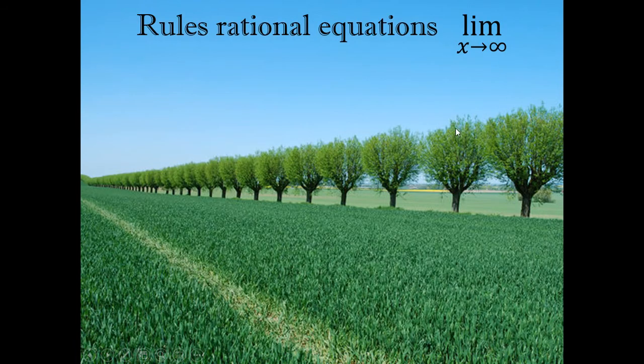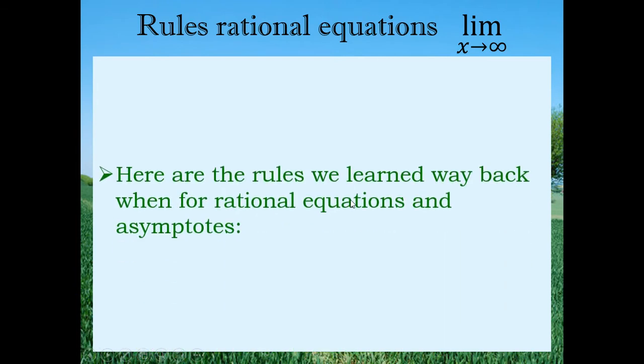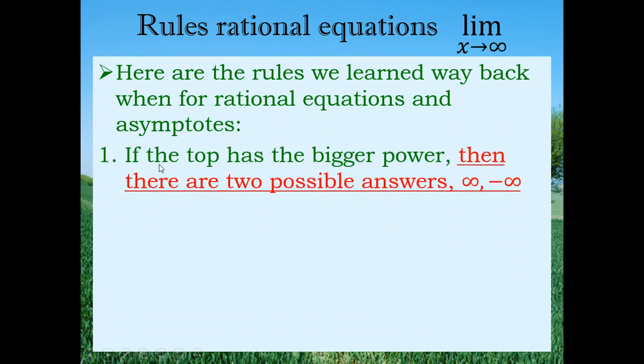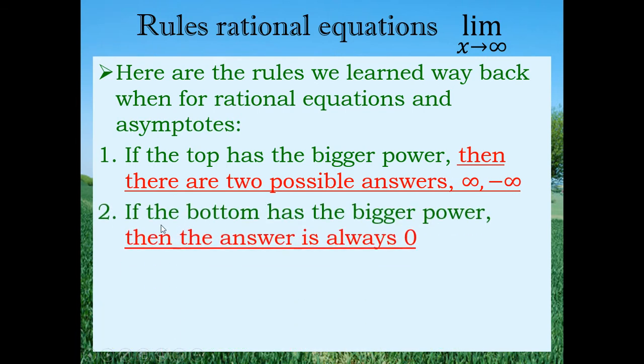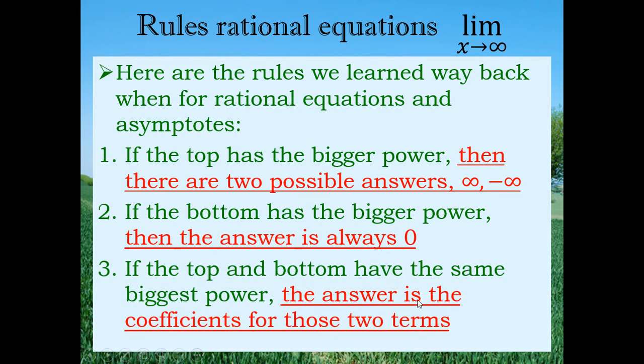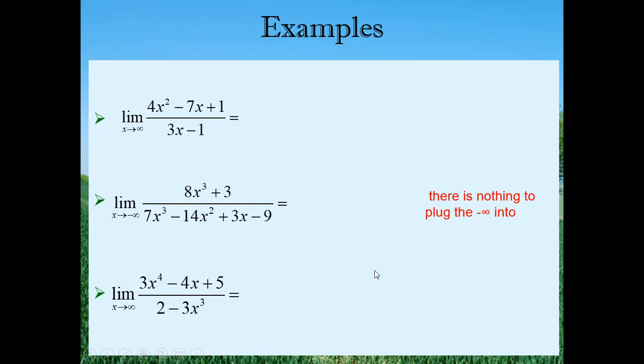All right, so as x goes to infinity, what are some of my rules? If the top has a bigger power, then there are two possible answers. It can be either infinity or negative infinity, and we'll look at some examples of that. If the bottom has the bigger power, then the answer is 0. It means that the bottom is going to infinity, and so the answer is going to 0. And if the top and bottom have the same largest power, the answer is the coefficients for those two terms. So this is similar to some stuff we had done earlier in this class. Let's take a look at some examples.